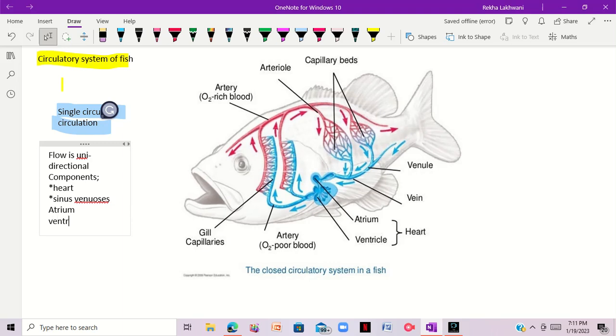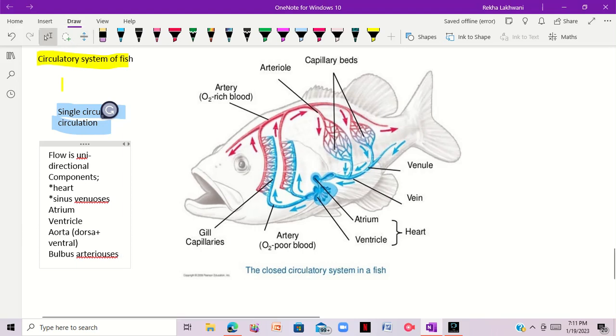Then we have ventricle. Then we have aorta, which is basically both the dorsal plus the ventral aorta, right? Then we have bulbous arteriosus. Basically these are the components of the circulation in fish, right? So I hope we are done.